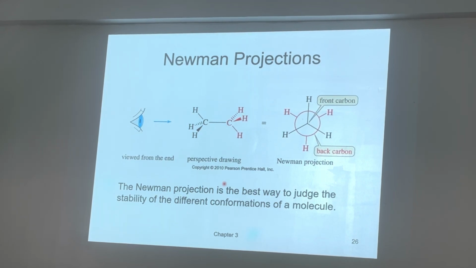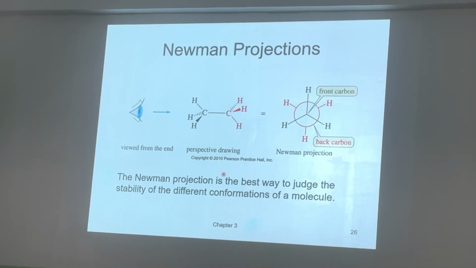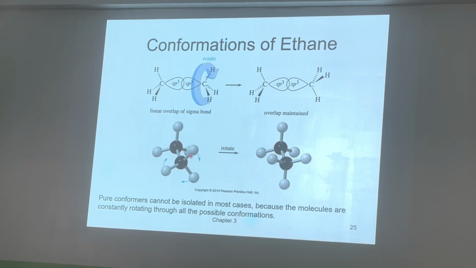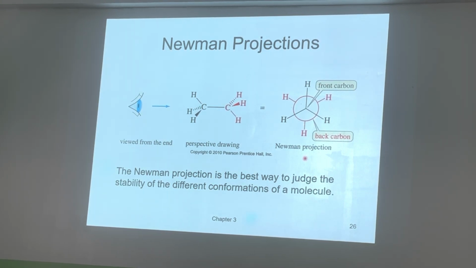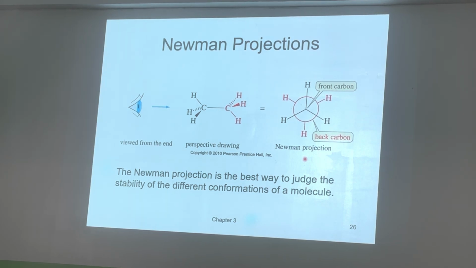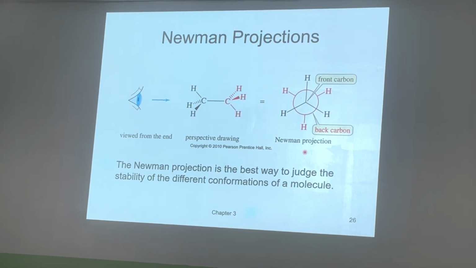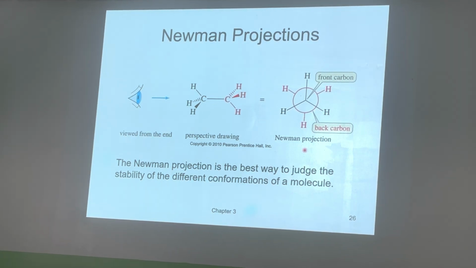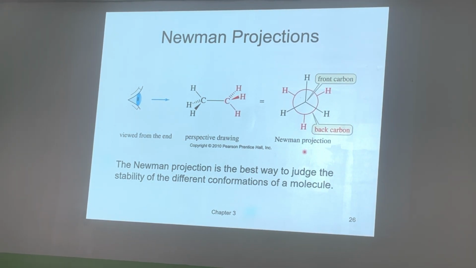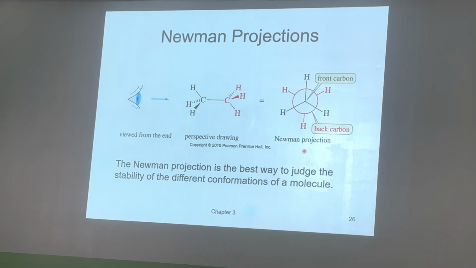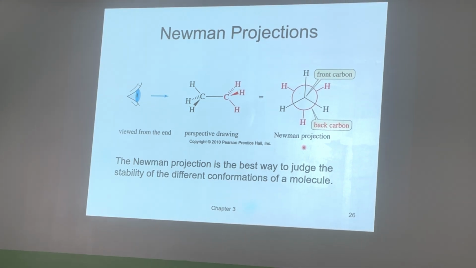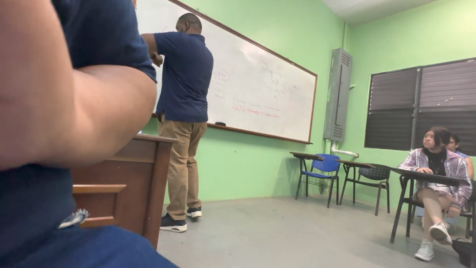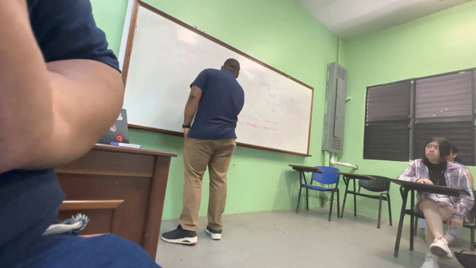Alright, so first let's look at changing this model into a more two-dimensional plane. So this is a Newman projection. A Newman projection is where we try to judge the stability of the different conformers, right? So notice in the back, what you do is the back carbon represents that circle.